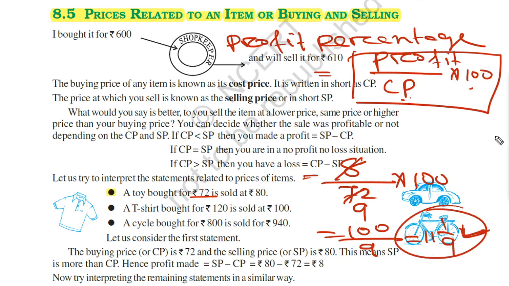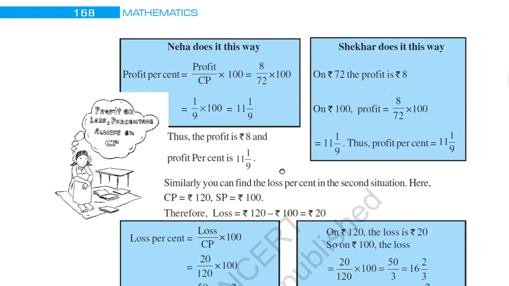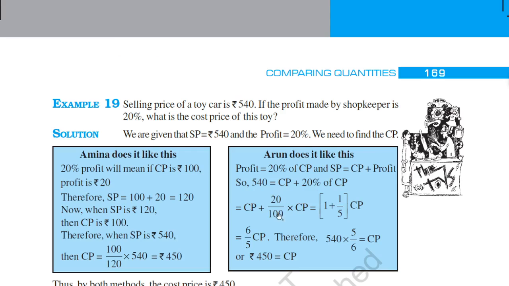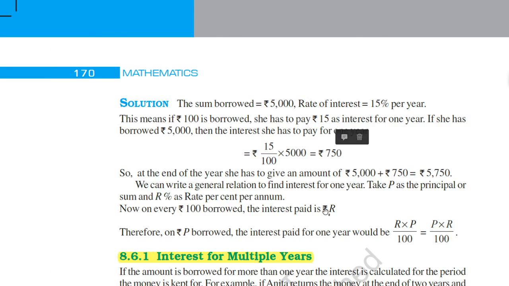Now there are two methods. You can choose any of the methods to find percentage of profit or loss. Here also two methods have been given for you, so you can try any of the methods. Now we will move to another concept, that is, simple interest.